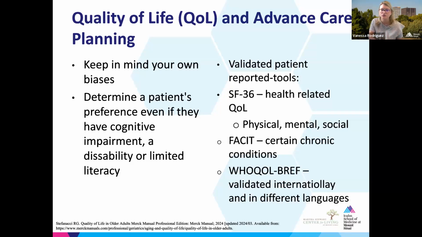And there are some validated tools. There is the SF-36 Health Survey, which is really focused on health-related quality of life. It's one of those that has been studied and validated to understand quality of life aspects in patients, and it assesses the physical, mental, and social aspects of it. And there are others that I'm listing here. Mostly they have been used in research, but some are perhaps slowly being incorporated into clinical practice. So just a few to think about as you're assessing quality of life.